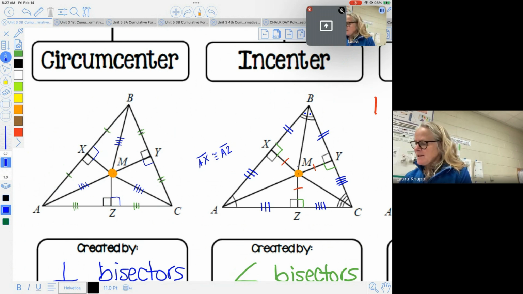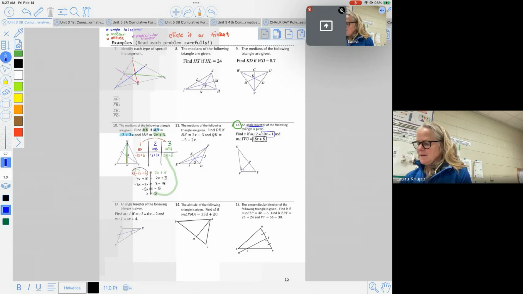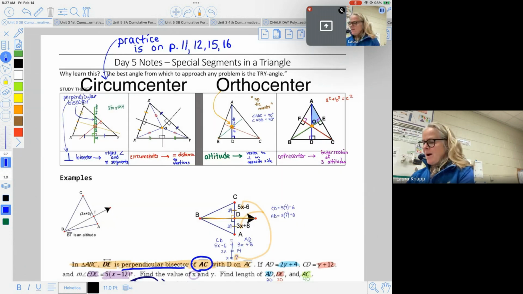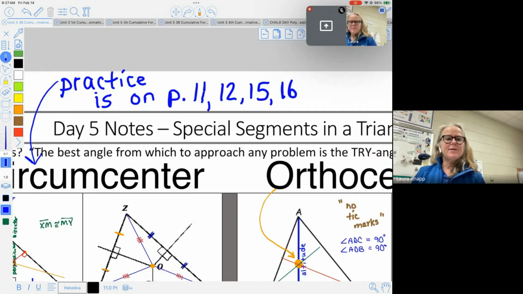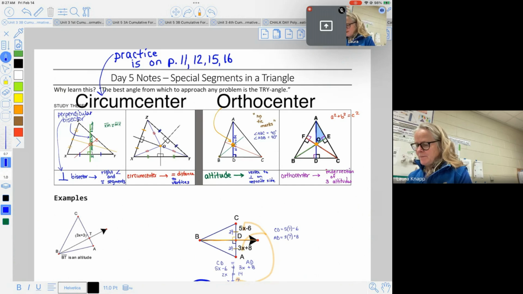So let's go back to page 11. 1, 2, 3, 4, 5, 6. There we go, there's page 11. You might want to make a note that the practice for the circumcenter is on pages 11, 12, 15, and 16. Okay, so this is page 11. So here's what we got going on.